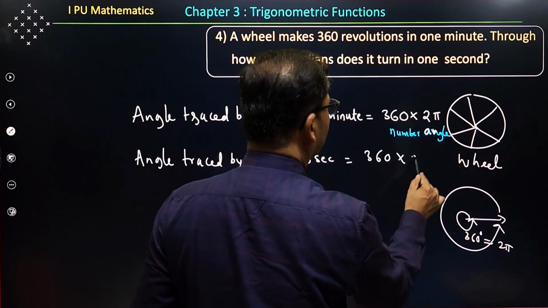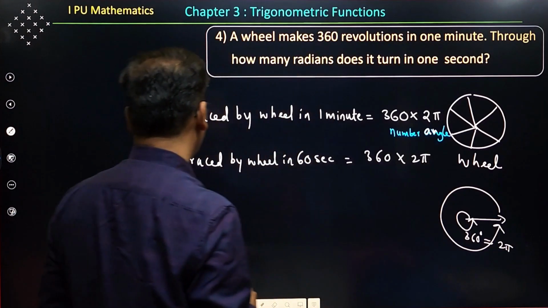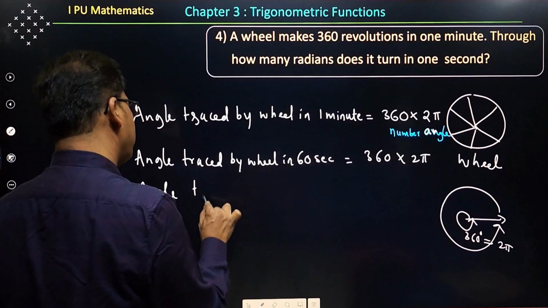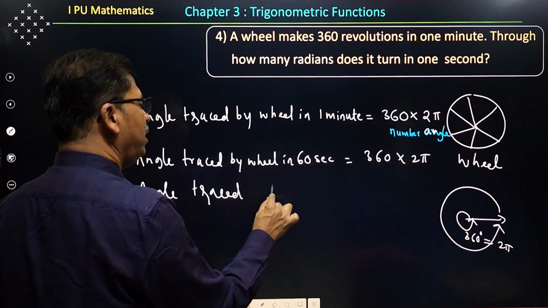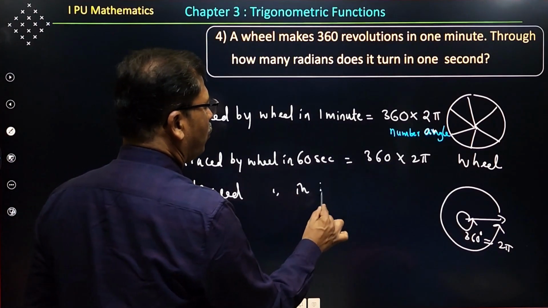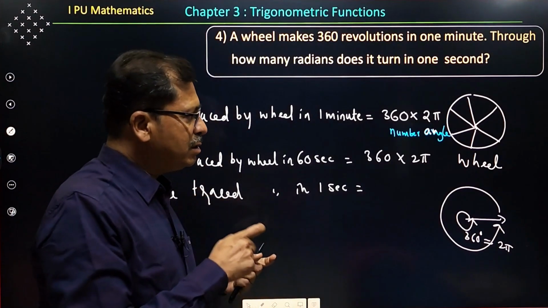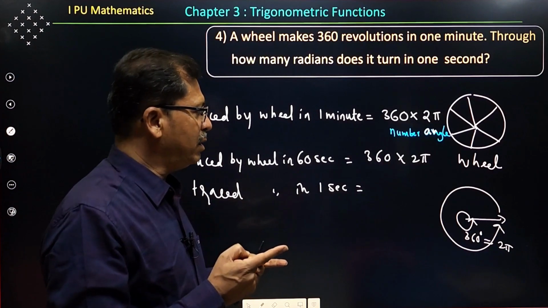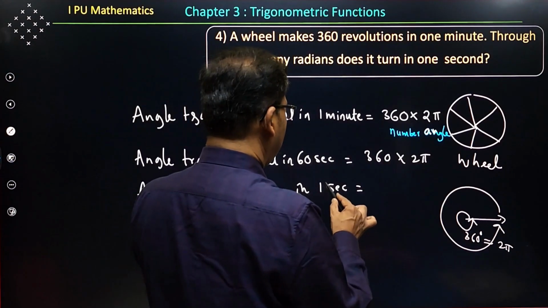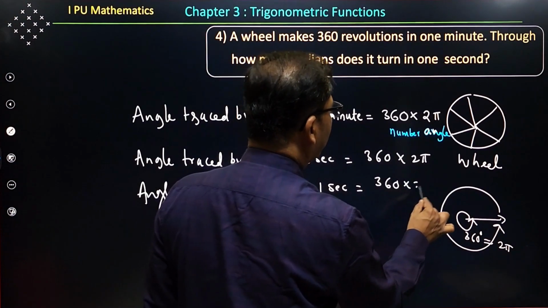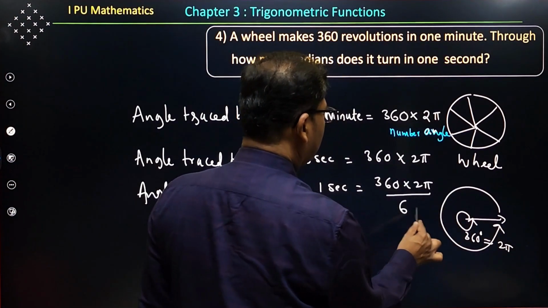360 into 2 pi, I would like to write. We want to calculate the angle traced by the wheel in 1 second. Here in 60 seconds, 360 into 2 pi is the angle traced. In 1 second, you shift the 60 to that side, it becomes 360 into 2 pi divided by 60.